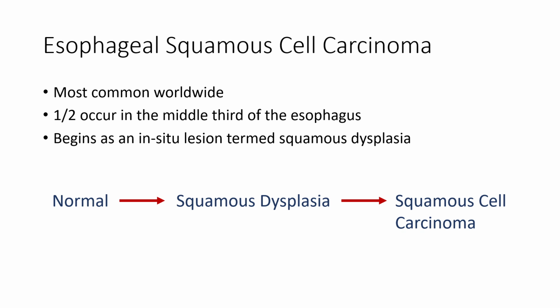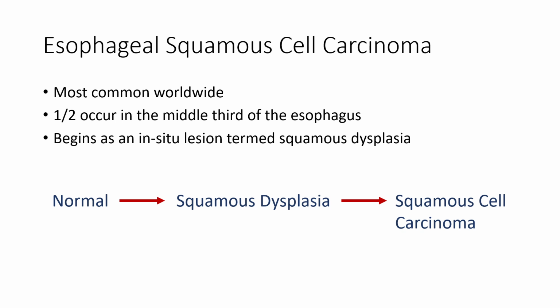Esophageal squamous cell carcinoma is the most common type of esophageal carcinoma worldwide. Half of them occur in the middle third of the esophagus. This is as opposed to esophageal adenocarcinomas, where the majority of esophageal adenocarcinomas occur in the distal esophagus.